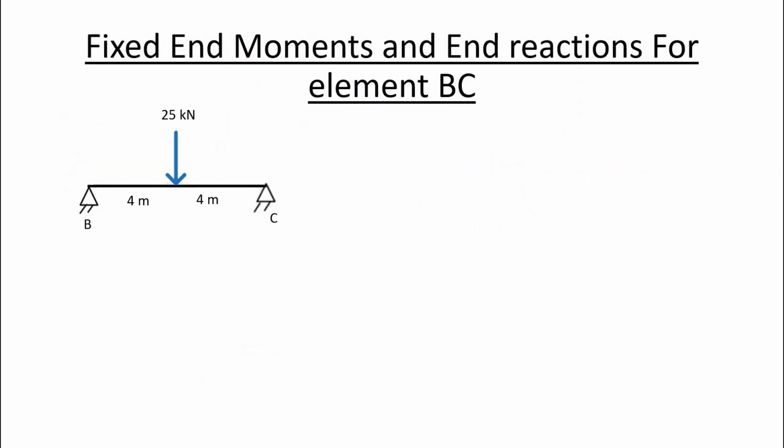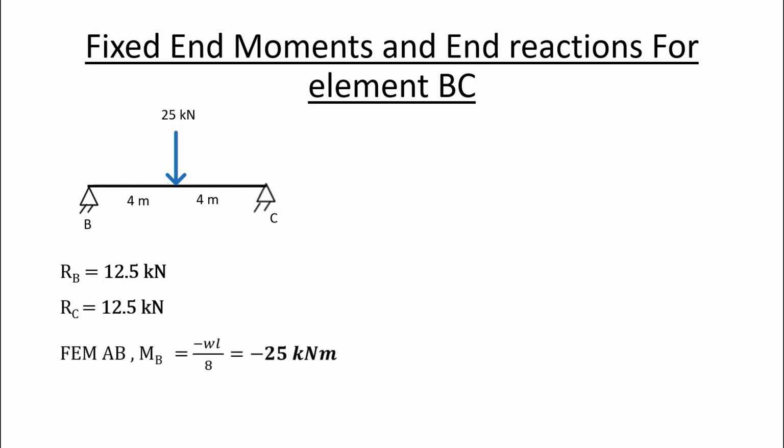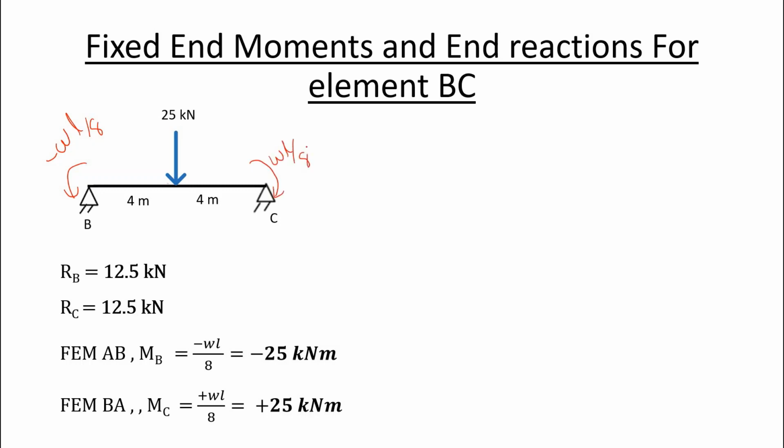In the similar way, we will calculate fixed end moment and end reactions for element BC. But here we have point load acting at the center. So RA and RB are the half of it, that is 12.5. And FEM MB is minus WL by 8, which is minus 25. FEM MC is plus WL by 8, which is plus 25. Okay. So, I am keeping it in a matrix in the same fashion corresponding to VA, MA, VB and MB.